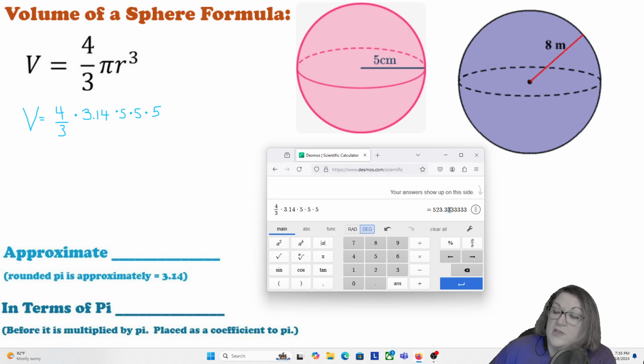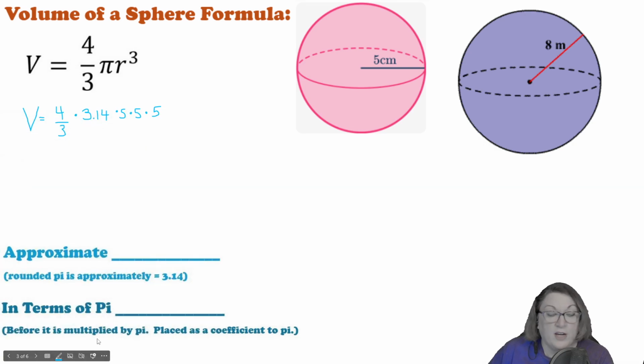And we end up with 523.33. This 3 is not going to round that other 3 up. So if we're approximating this, we're going to just write it as 523.3 centimeters cubed for this one.